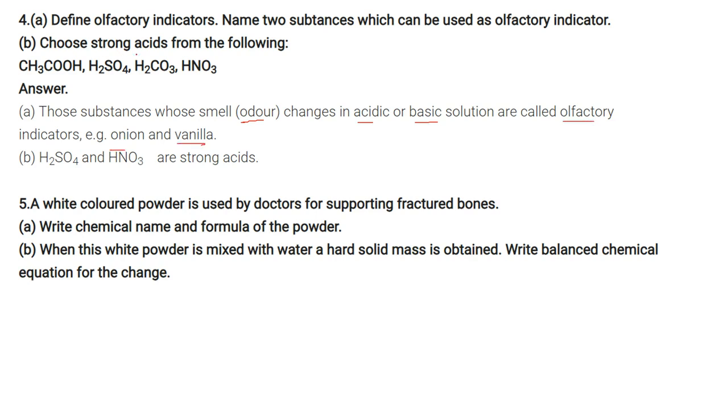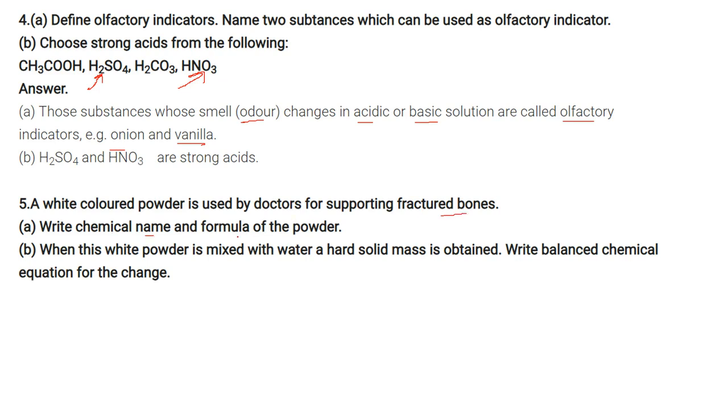We have to choose strong acids from these. So H2SO4, sulfuric acid, and HNO3, nitric acid. These are strong acids.